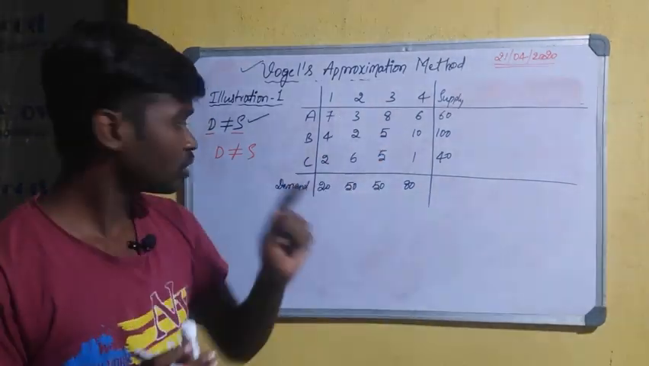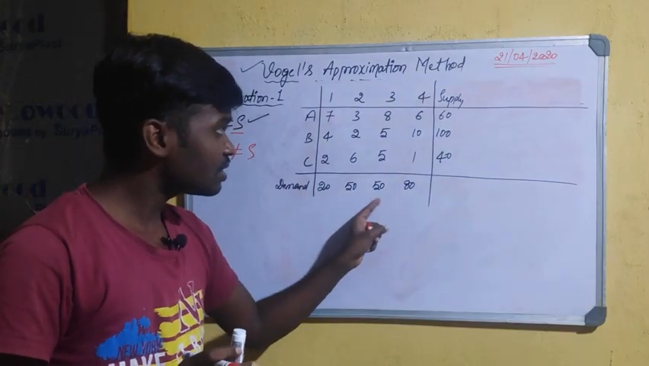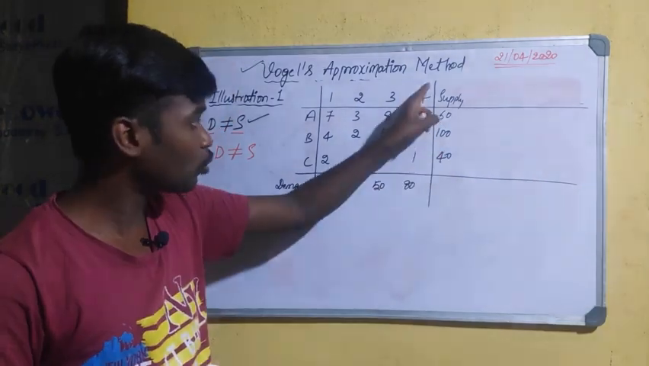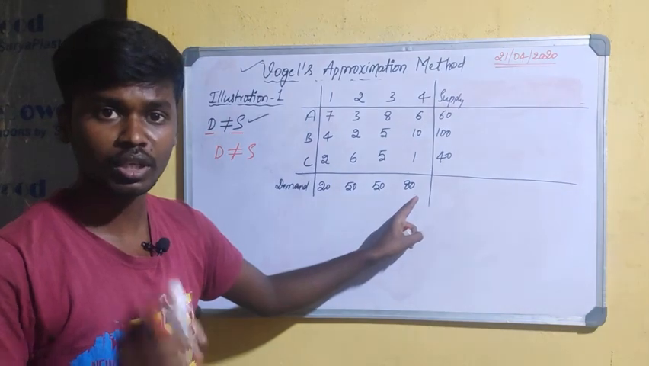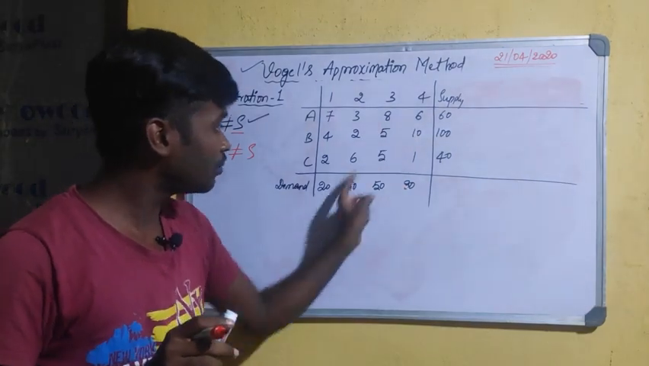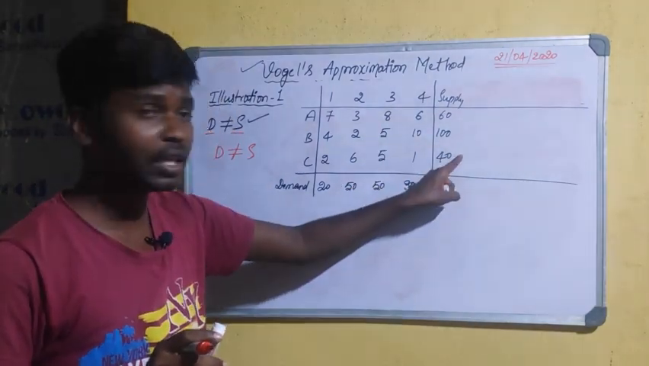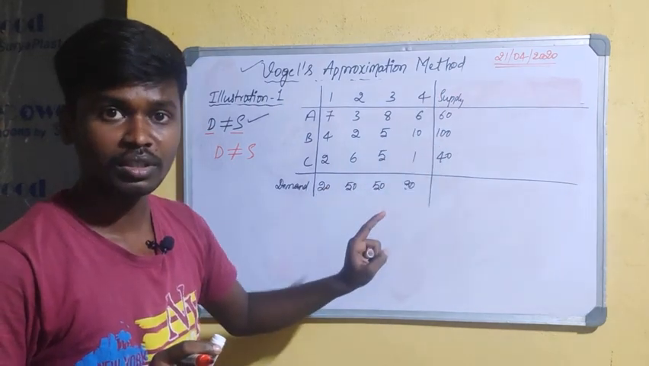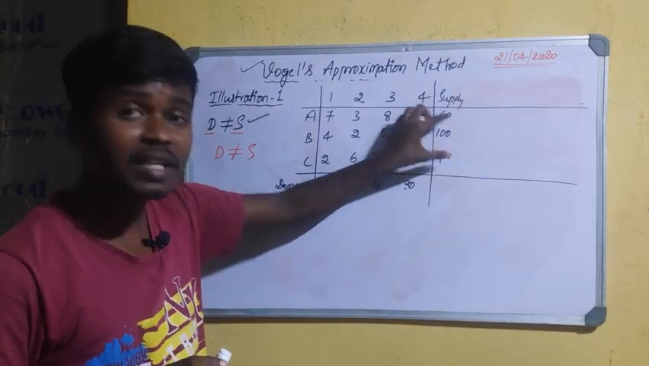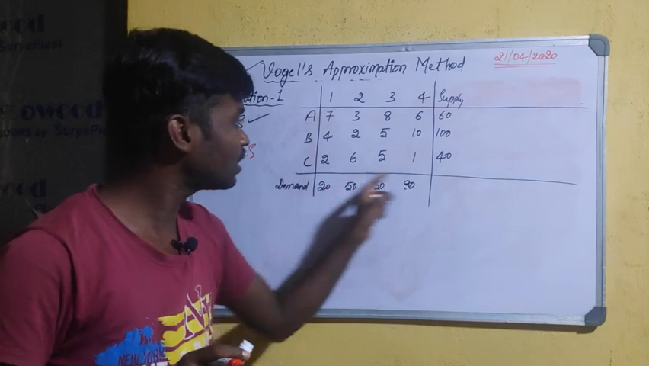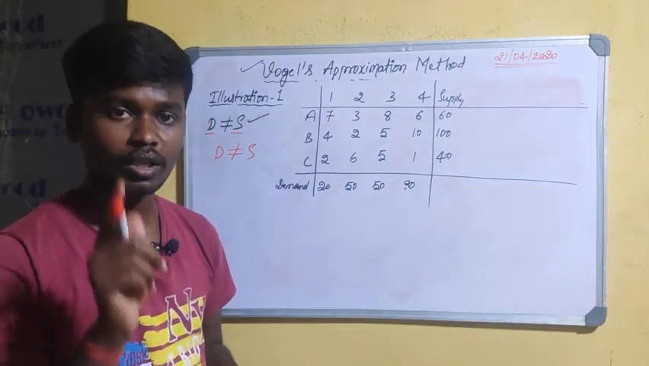One more thing, if demand is less than the supply, then you have to add the dummy column. Keep it in mind. Similarly, if supply is less than the demand, you have to add the dummy row. Keep it in mind.